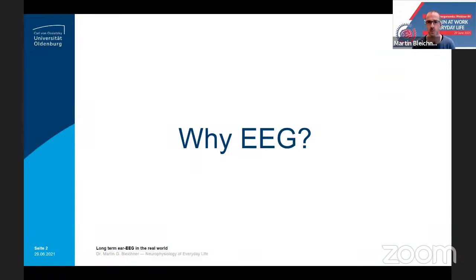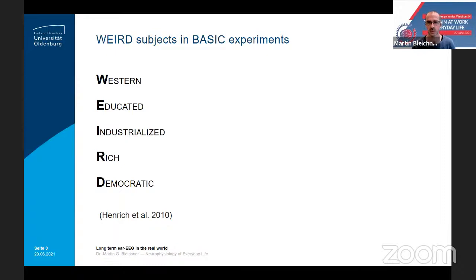Yet, most of what we have learned about the brain using EEG, as we have heard, we have learned in the lab. We have learned it from weird subjects in basic experiments. Weird subjects is a term coined in a paper by Henrich et al., the weirdest people in the world. In this paper, they point out that most studies conducted in psychology are conducted in participants that are undergrad psychology students, Western students, highly educated, that live in rich and democratic societies. And relative to the global population, this is just a minority. So our results may be highly skewed and generalize poorly to the population as a whole.